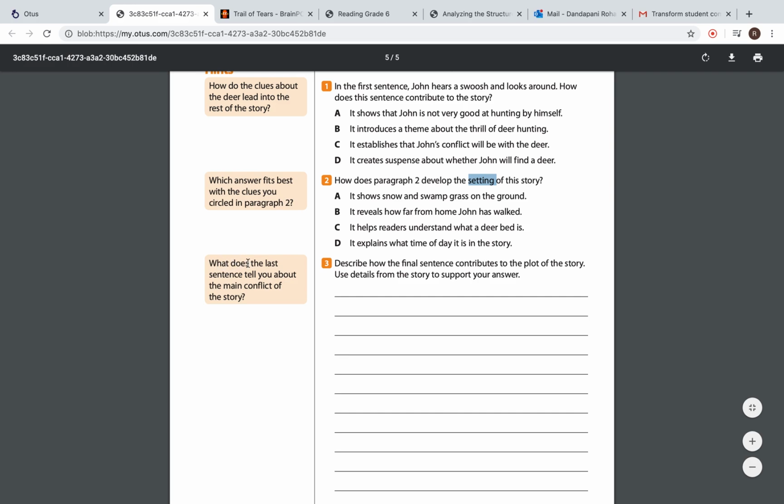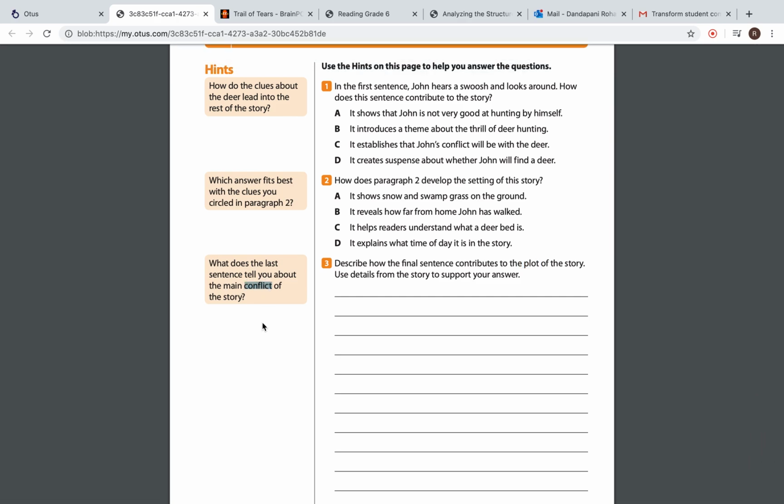Finally, question 3. Describe how the final sentence, the last sentence of the story, contributes to the plot of the story. All right? Use details from the story to support your answer. Think of what the last sentence tells you about the main conflict of the story. When we say conflict, we mean the problem or the issue, right? Now, keep in mind that this is a short response question. So remember to restate the question, right?